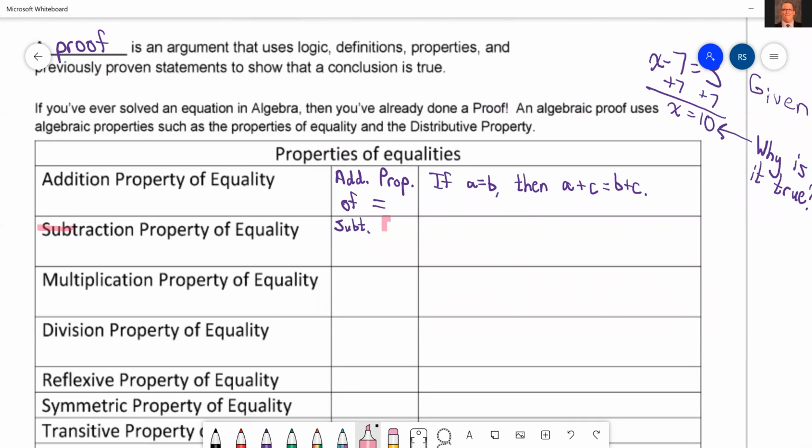Okay. Oh, I need to be in the pen now. This is a subtraction property of equality. This one is going to sound pretty much just like the one above. If A equals B, then A minus C equals B minus C. Easy enough.